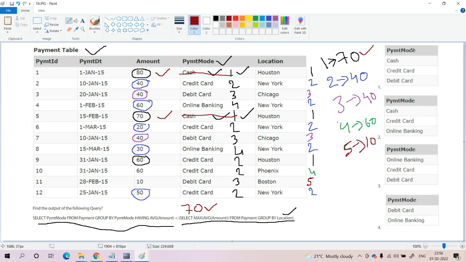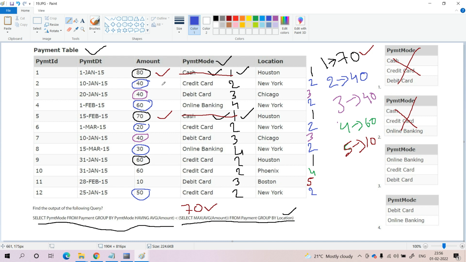Now out of all the four options, in whichever option we are having cash, we can eliminate it. So cash does not come into the picture in the output. So we can eliminate the first option as well as the second option. Now the right answer is among the third and fourth options only. Now try to take the second group. What is the second group? Credit card.